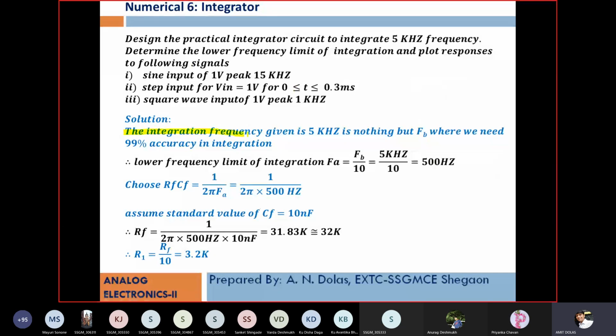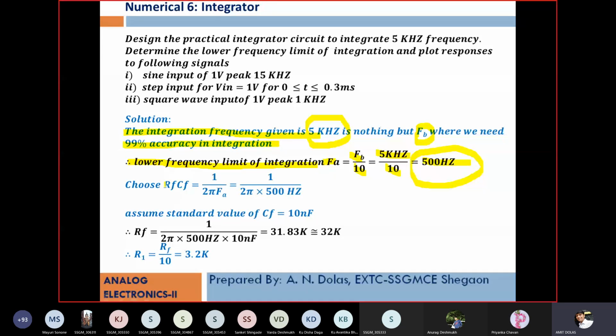The integration frequency is given, that is 5 kilohertz, which is nothing but FB, where we need 99% accuracy in the integration. The lower frequency limit of integration will be FA. We know that FB is 10 times FA. Therefore, FA is equal to 5 kilohertz by 10, that will be 500 hertz. So while designing an integrator, we should know these two frequencies, FA and FB. Given integration frequencies FB and FA will be FB by 10.